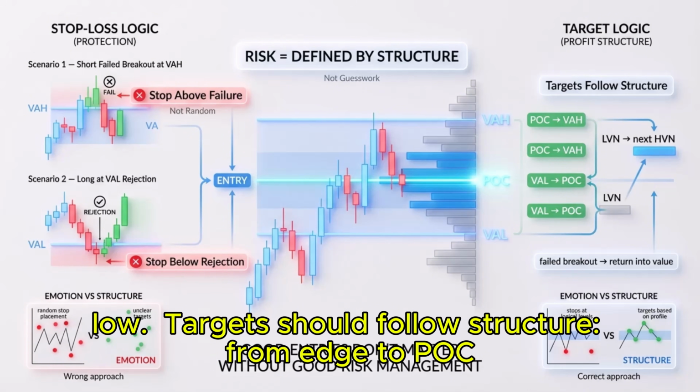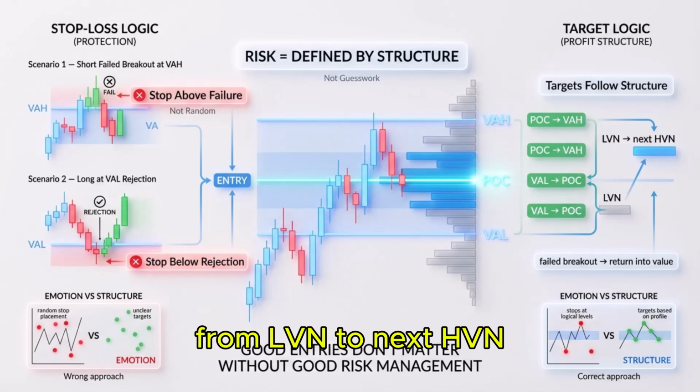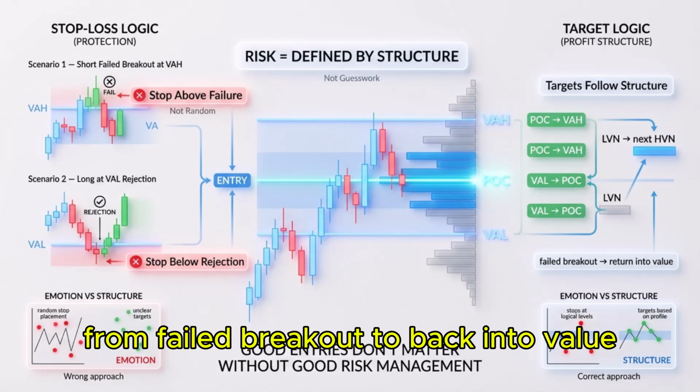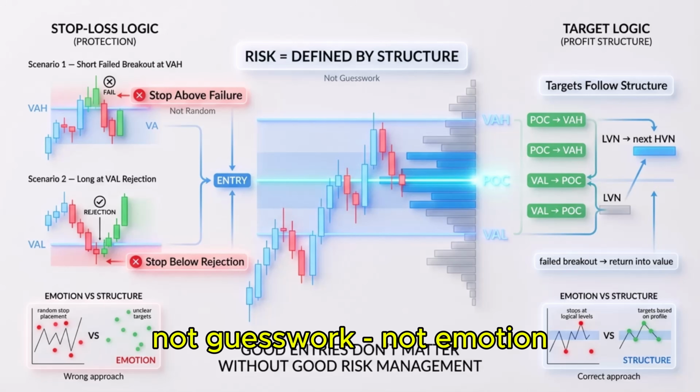Targets should follow structure. From edge to POC. From POC to opposite edge. From LVN to next HVN. From failed breakout to back into value. Key advantage: your trades now have structure, not guesswork, not emotion.